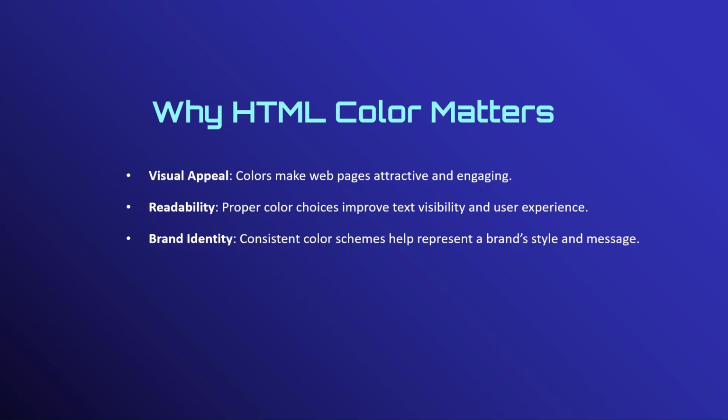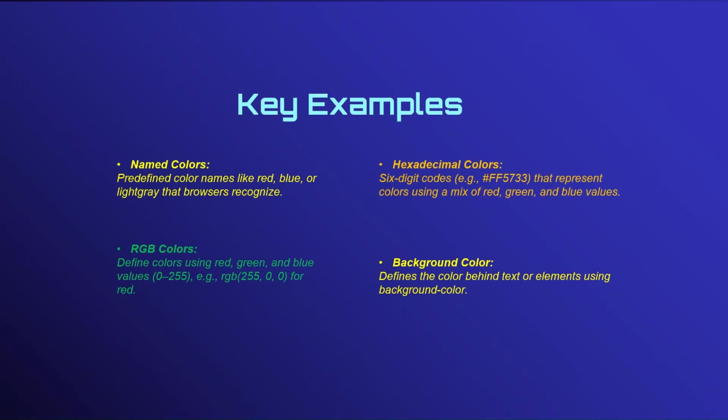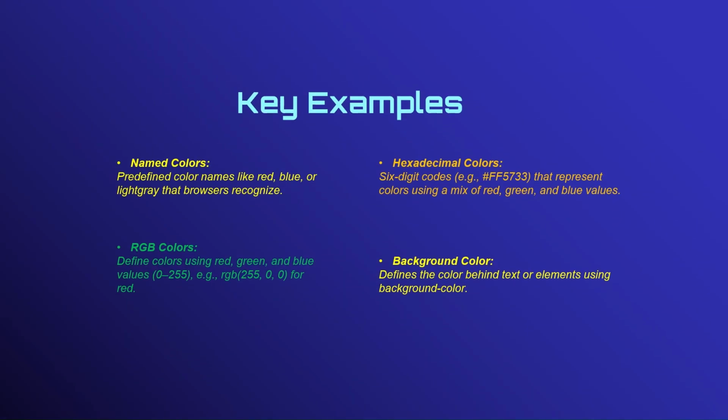What are the key examples we find in websites for HTML colors? So we find named colors, which are predefined color names like red, blue, or light gray that browsers recognize. We also have hexadecimal colors, which is 6 digits that represent colors using a mix of red, green, and blue values. We also have the RGB colors, defining color using red, green, blue values, which range from 0 to 255.